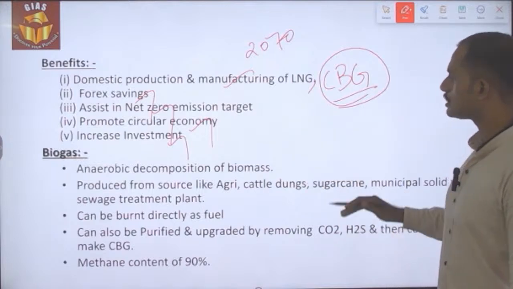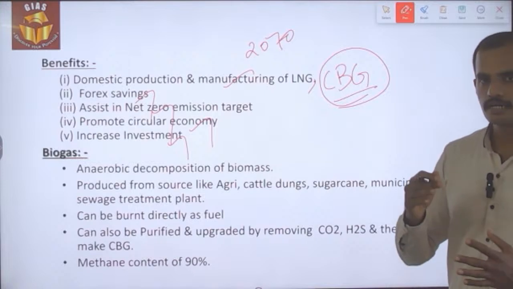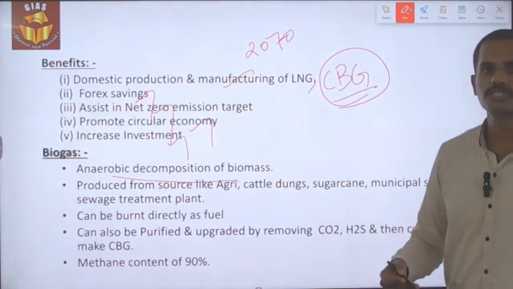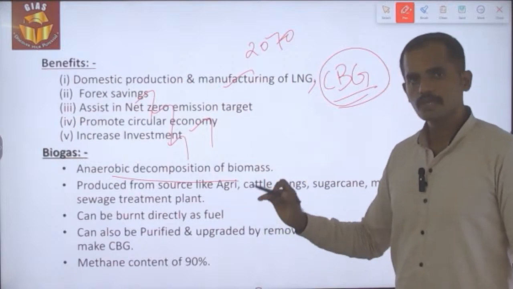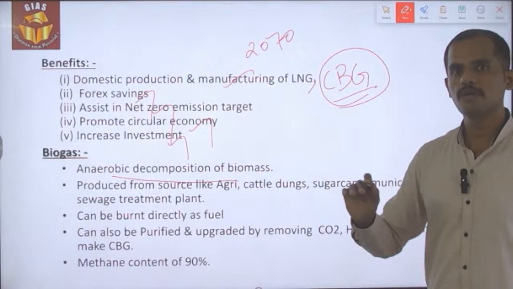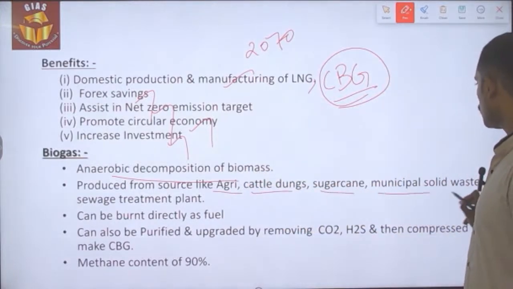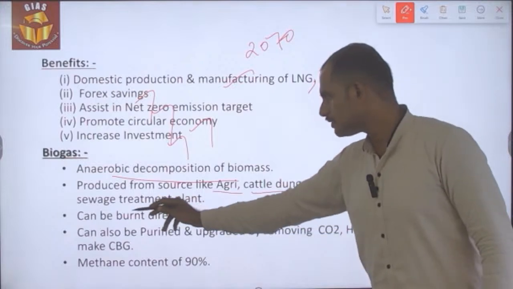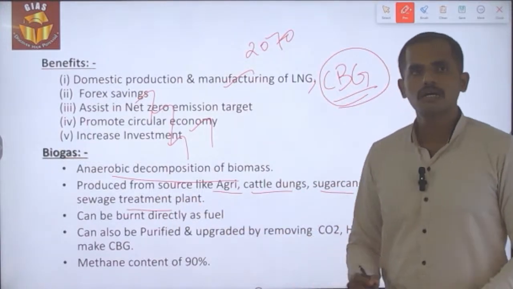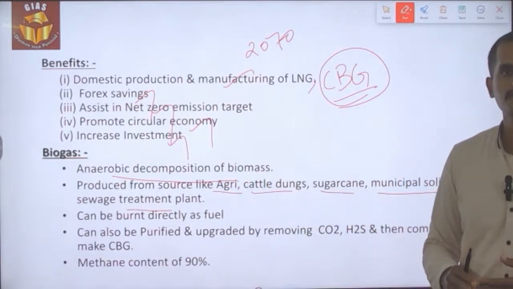And what is biogas about and how is it made? See, biogas is nothing but natural gas which is produced from the anaerobic decomposition of biomass, and the sources from which this biogas can be produced are agriculture, cattle dung, sugarcane, as well as municipal solid waste, as well as sewage treatment plants, and they can be burnt. The biogas can be obtained by directly burning these kinds of sources.